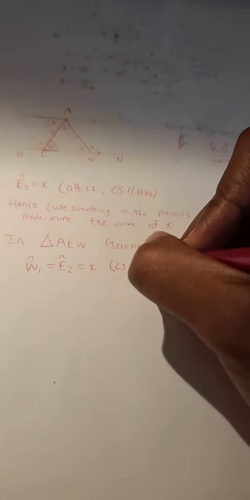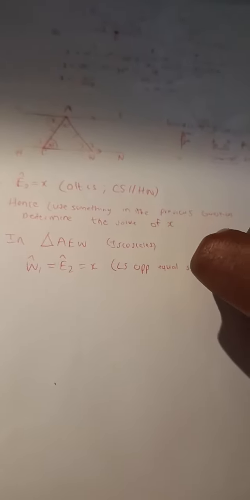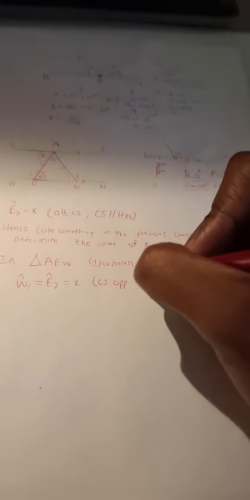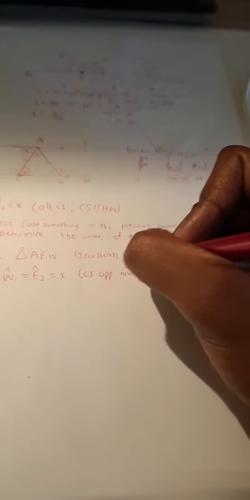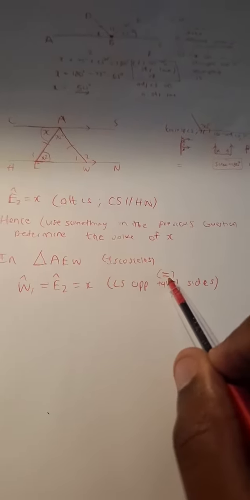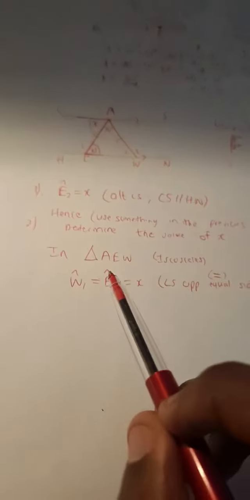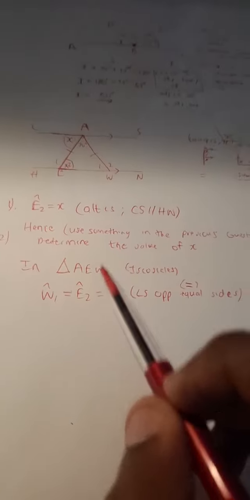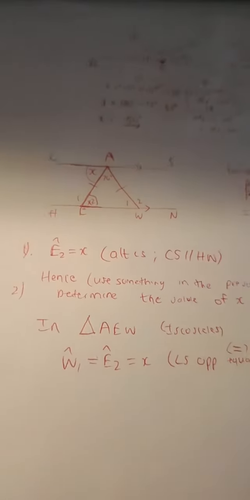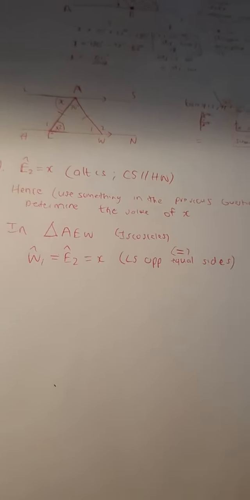because angles opposite equal sides. Angles opposite equal sides. This is our acceptable reason. Sometimes in the place of the word equal, they write the equal symbol. So angle W1 and angle E2 are both equal to x. What's the reason? It's because these two angles are opposite sides that are equal. Please guys, this is an acceptable reason from the acceptable reason document.